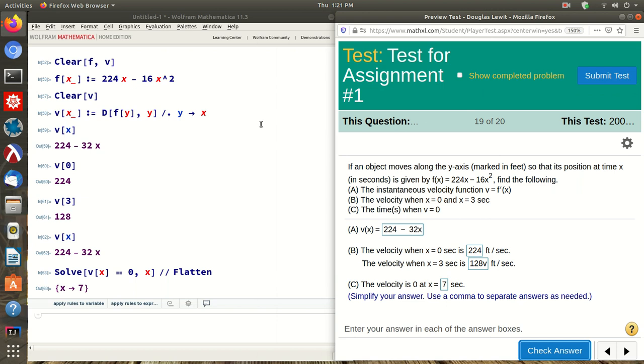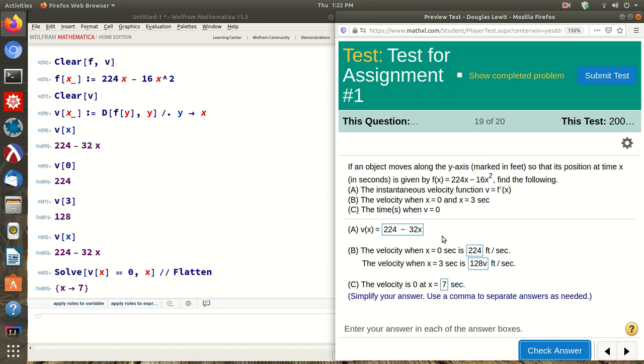If an object moves along the y-axis marked in feet, so that its position at time x in seconds is given by f of x equals 224x minus 16x squared, find the following. The instantaneous velocity function, which is the derivative of f of x. Okay, that should be okay.